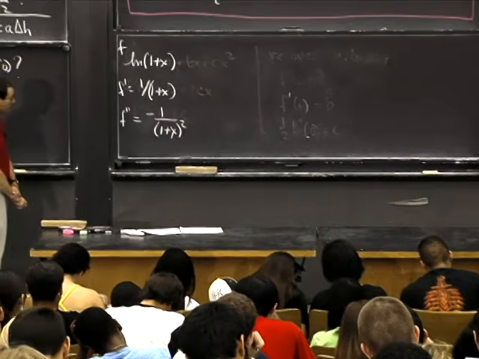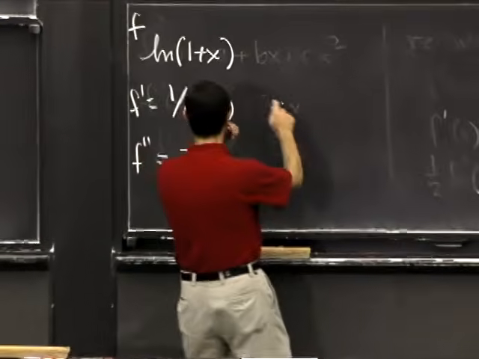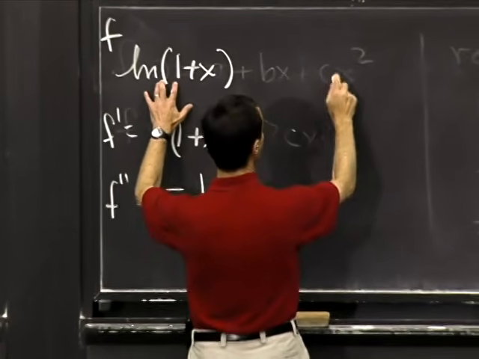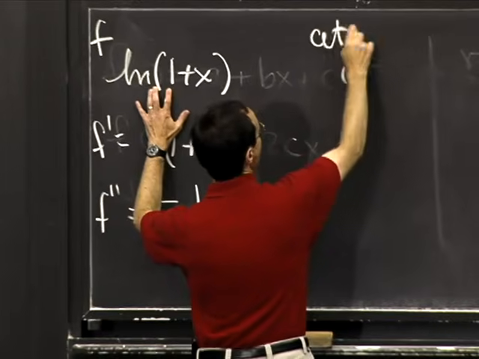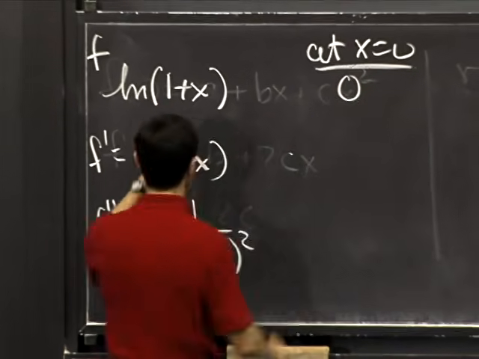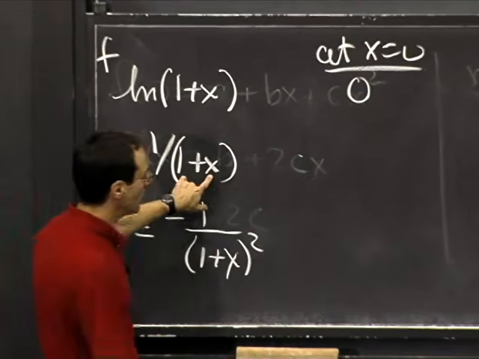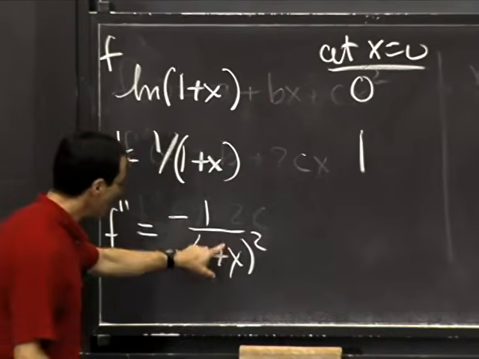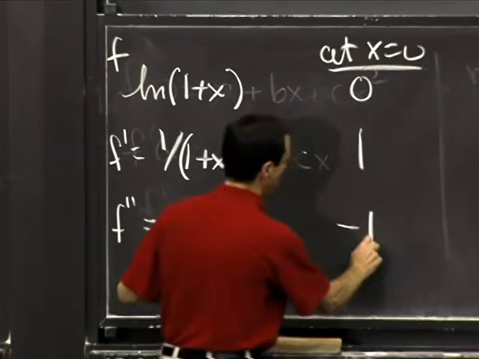And now I have to plug in x equals 0. So at x equals 0, this is log of 1, which is 0. So this is at x equals 0. I'm getting 0. Here I plug in 0 and I get 1. And here I plug in 0 and I get negative 1.